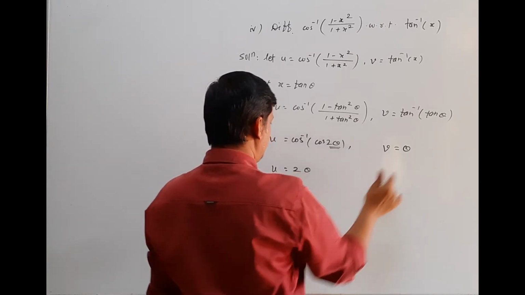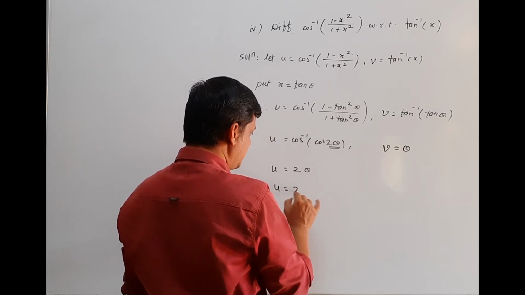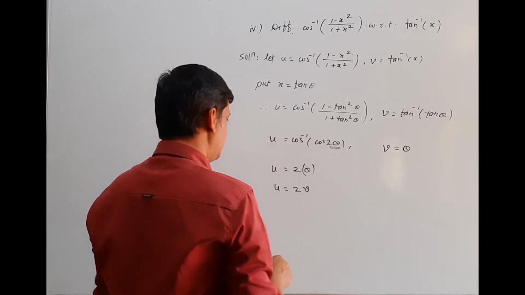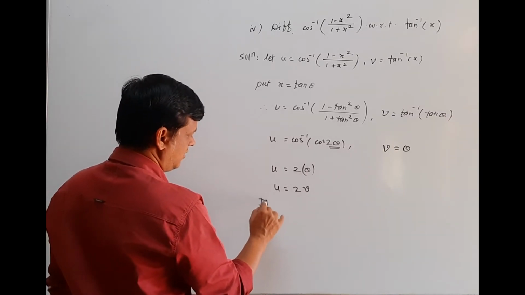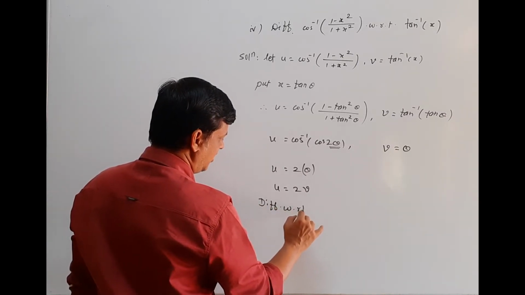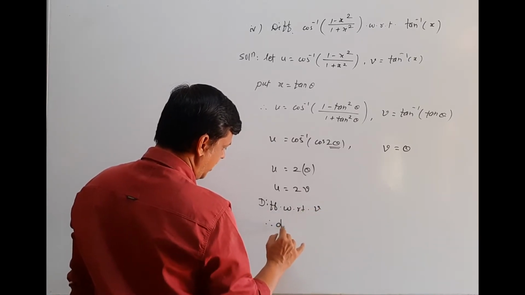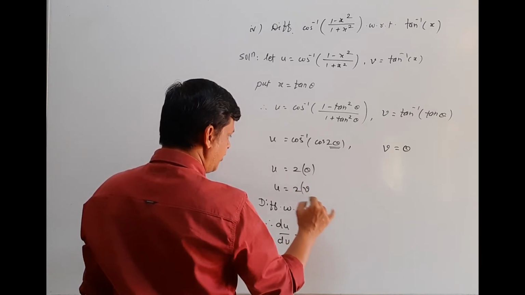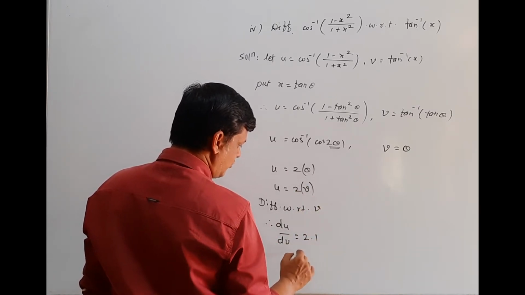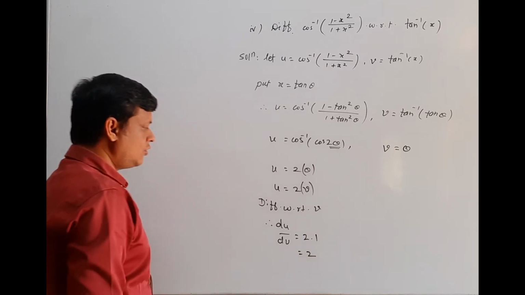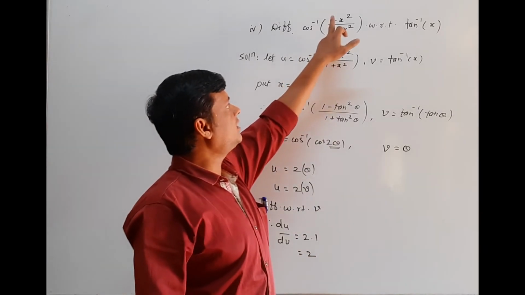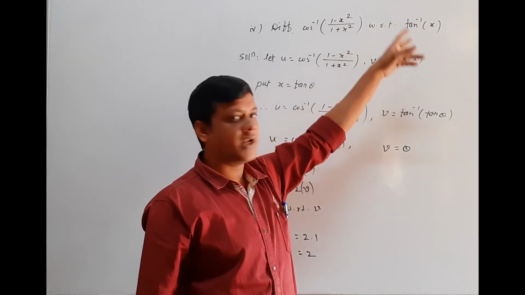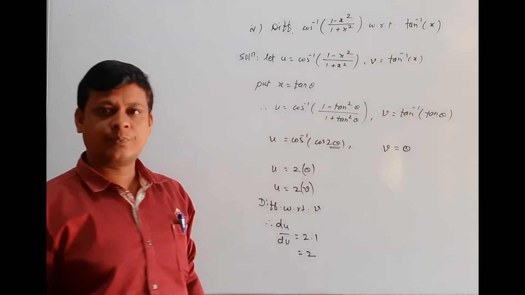Now v equals theta, that means we write u is equal to 2 into v. We replace theta by v. So we differentiate with respect to v. Therefore du by dv is equal to 2, which is constant, into derivative of v with respect to v, which is 1. So 2 into 1 is equal to 2. So we get the derivative of cos inverse of (1 minus x square upon 1 plus x square) with respect to tan inverse x is 2.